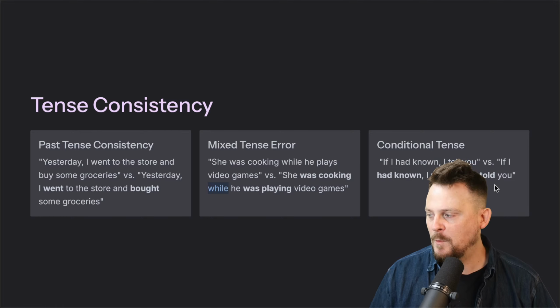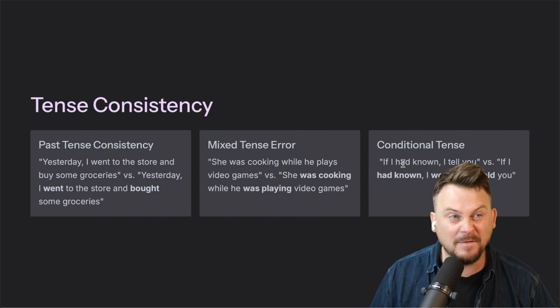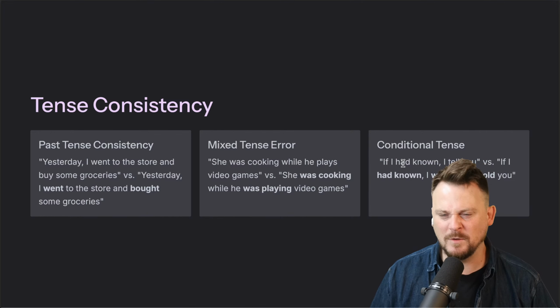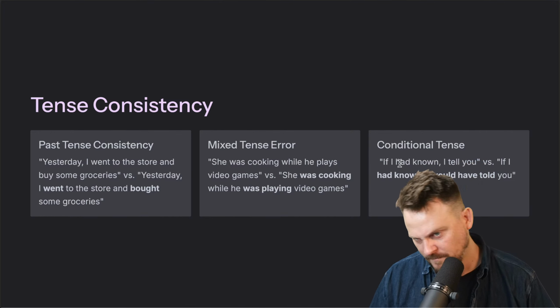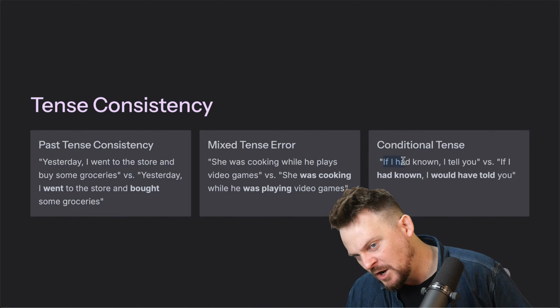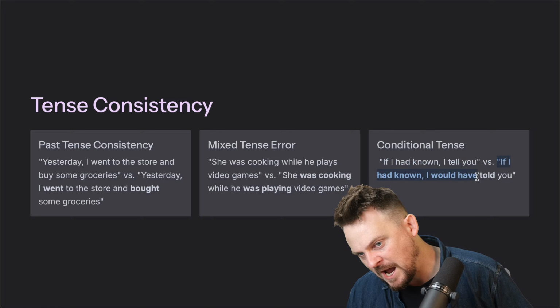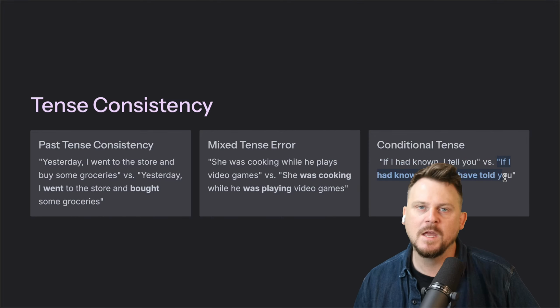Okay. Now how about using the conditional? This is the if and the would. How do we do this? This is tricky, right? If I had known, I tell you. If I had known, I would have told you.